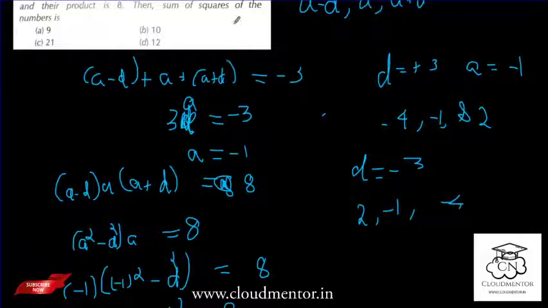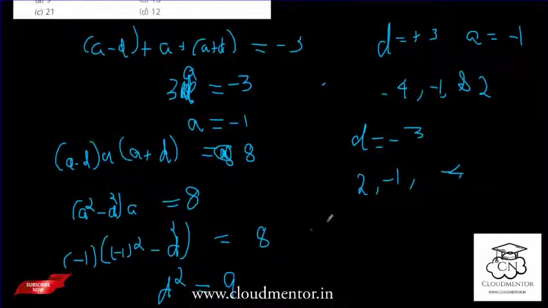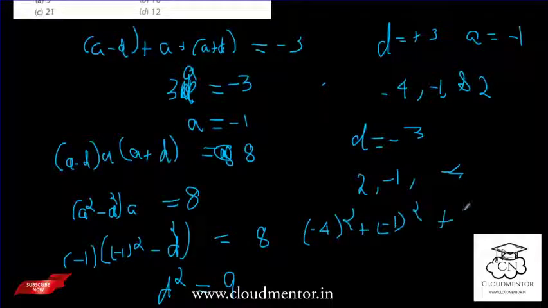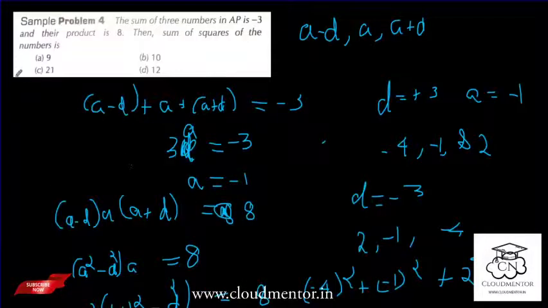now hence the sum of the squares of the numbers is (-4) the whole square plus (-1) the whole square plus 2 square. So that will be equal to 16 plus 1 plus 4, that is equal to 21. So 21 is the answer and it is option C.